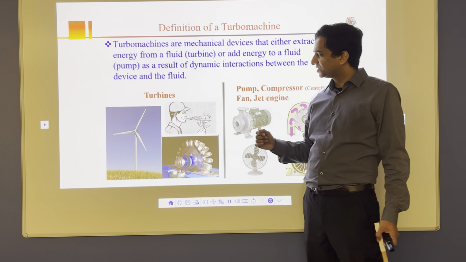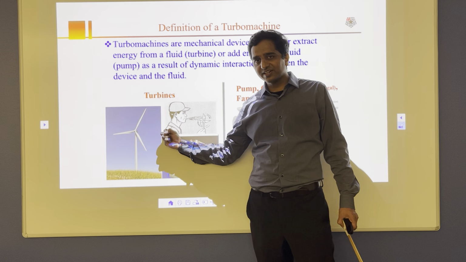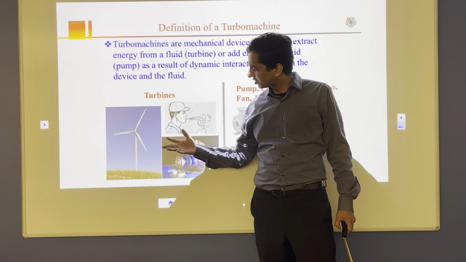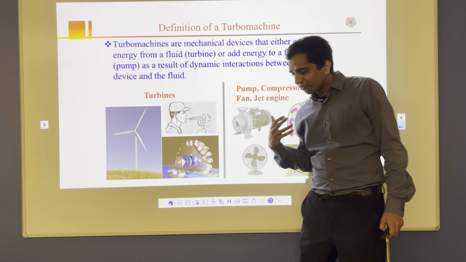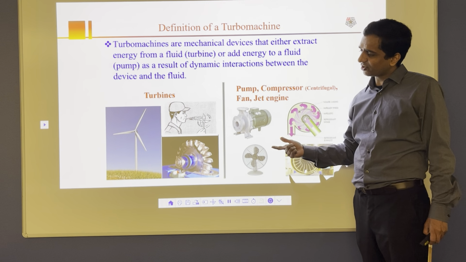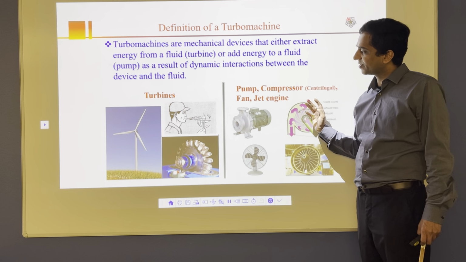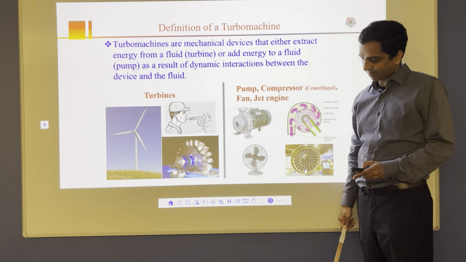There are two kinds of turbo machines. Either it will be a turbine or it will be a pump, fan, or compressor. It means that you are going to extract the energy like in a wind turbine or steam turbine. You extract the energy from the fluid, that's called a turbine. If you supply energy to a device and then you increase the pressure of the fluid, like a pump, fan, or compressor, that's going to be a pump, fan, or compressor. So that's a general classification between turbine and pump, fan, compressor.